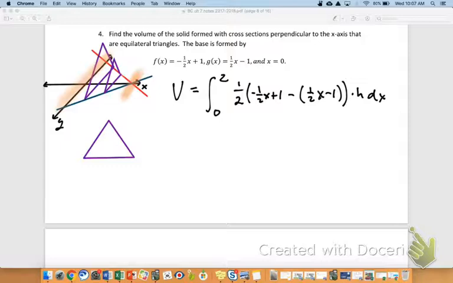So, maybe we clean this up a little bit and we say, all right, integral from 0 to 2, 1/2 times, this would be negative x plus 2 times height times dx. So now we got to handle the height. And how do we do that? Gosh, there's a couple different ways. I don't know. How about this?